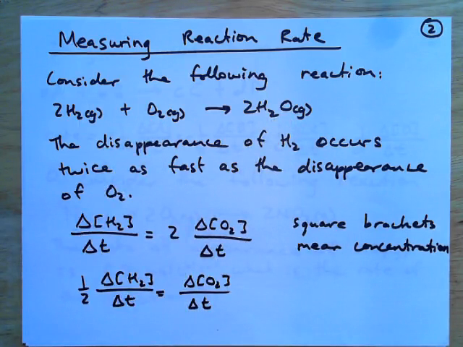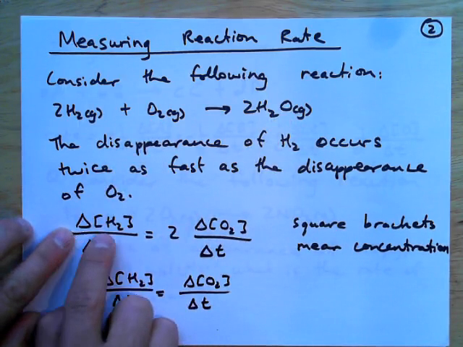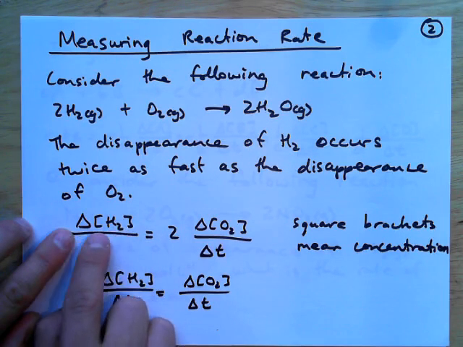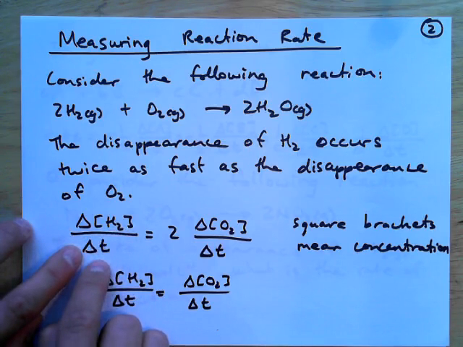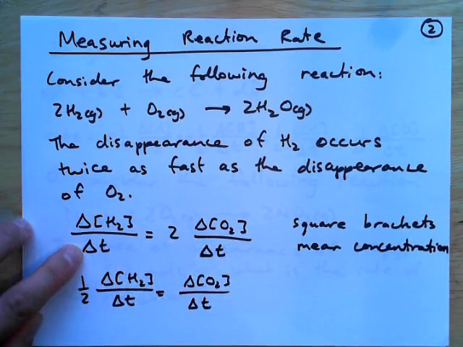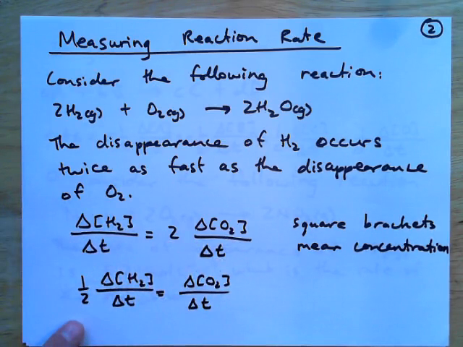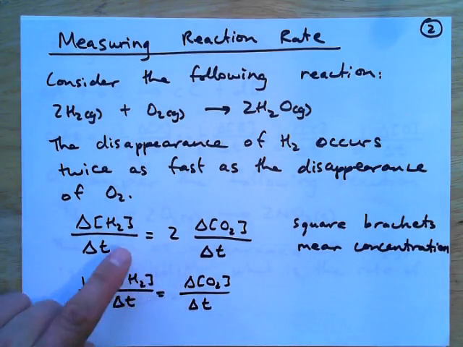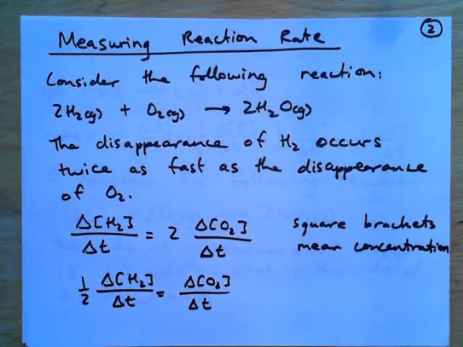So I can write this as delta being the change in. So the change in the H2 gas concentration, so the square brackets mean concentration. The change in the H2 concentration relative to the change in time is going to be twice as fast as the change in the O2 concentration with respect to the change in time. Or rearranged, this would be a half times the change in the H2 concentration divided by the change in time compared to the change in the O2 concentration compared to time. So all I did was just took the 2 from there to make a half. So multiply both sides by a half.